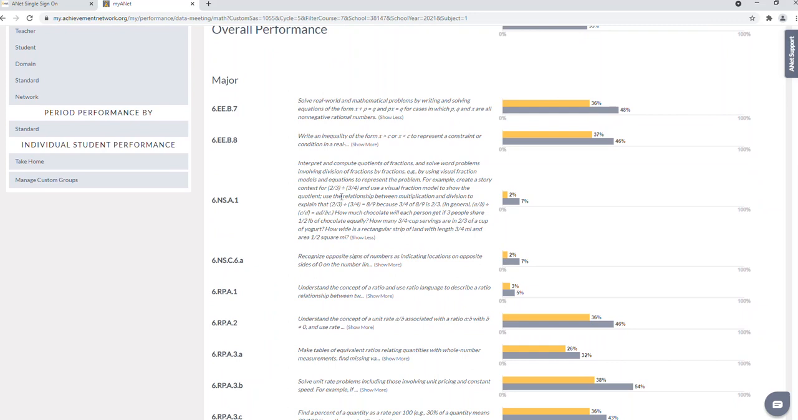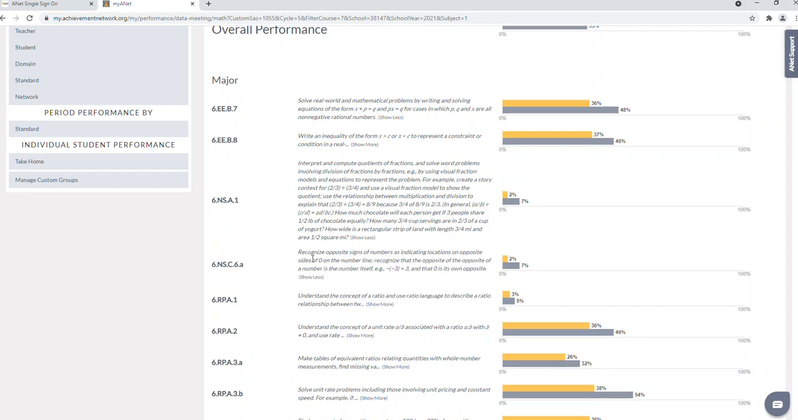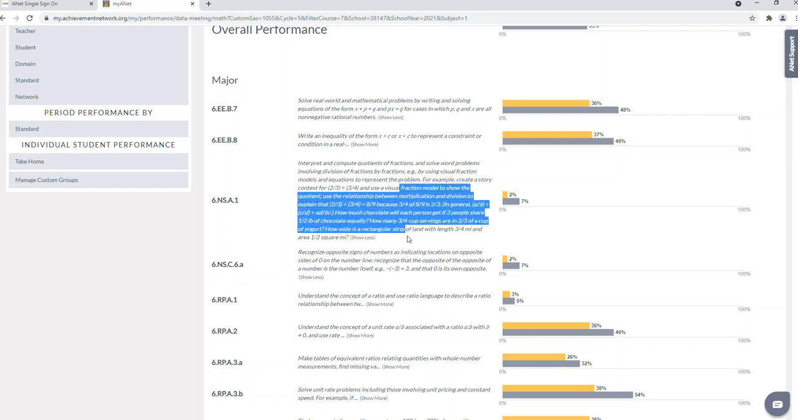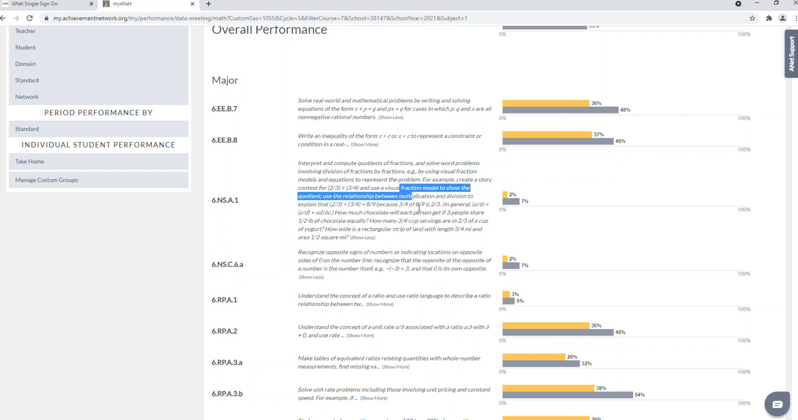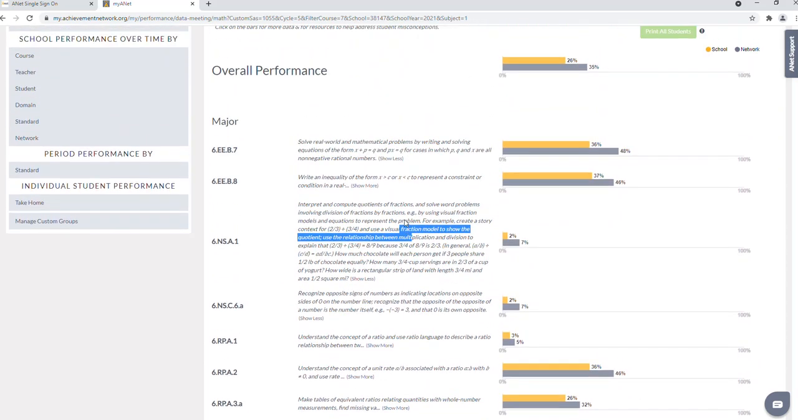Okay, so those are the descriptions here. Look at the next one, 6NSC6A, you show more. It states: recognize opposite signs of numbers as indicating locations on opposite sides of 0 on the number line. Recognize that the opposite of the opposite of a number is the number itself. As you're collaborating with your team, look at those standards and discuss reasons why these three standards could have been so low for the students taking this diagnostic test. And then, when you get to the current year standard where these are prerequisites, discuss how you're going to incorporate these standards in your lesson.